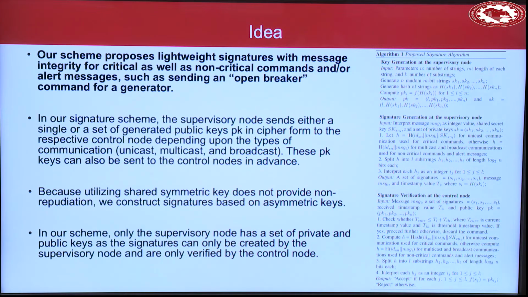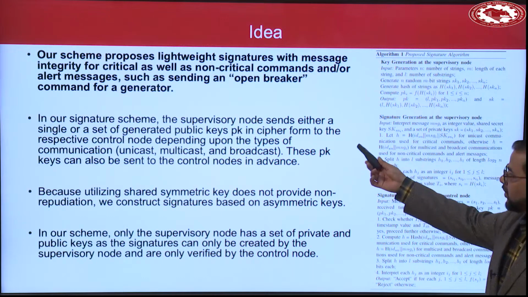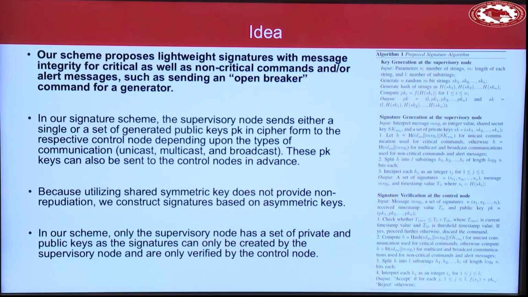So it sends either a single public key or a set of generated public keys, which we call PK, in cipher form to the respective RTUs. Depending on the type of communication, some messages need unicast communication, some might need multicast, and some might need broadcast. Mostly unicast and multicast. These public keys can also be sent to the control nodes in advance. Obviously, they need to know them in order to verify. Public keys are used to verify signatures, and we use the private key to sign. So someone needs to know your public key in order to verify your signatures.